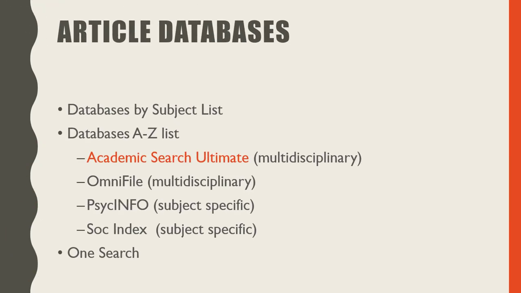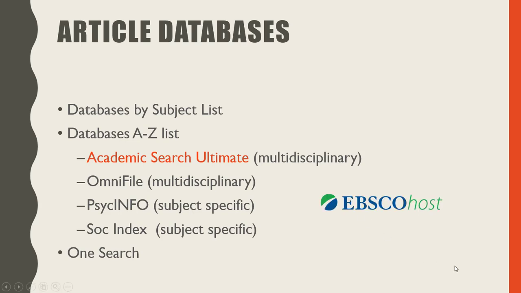When we get to the library homepage, then the decision is what article database do we want to choose. You can use our databases by subject list and look for social work. You can go directly to a database through our database A through Z list. We're going to be taking a close look at the Academic Search Ultimate database, which is multidisciplinary, meaning it indexes journals from many different disciplines. OmniFile is another multidisciplinary database. Then there are a few subject specifics that you might want to explore, PsycInfo or SocIndex.